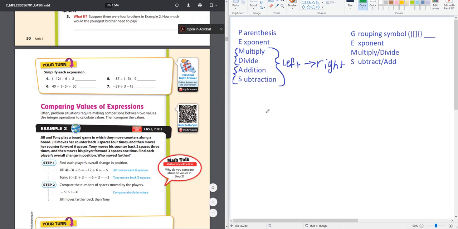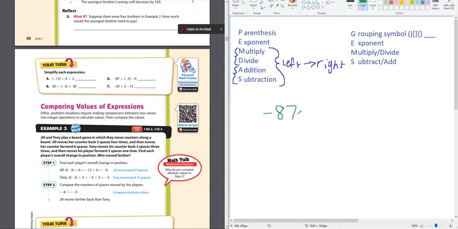Okay, so let's do this one. Negative 87 divided by negative 3 minus 9. So parentheses, nothing to do here. Exponents, there are none. Multiply, divide: there's no multiplication, but there is division, so I'm going to deal with that. So negative 87 divided by negative 3.